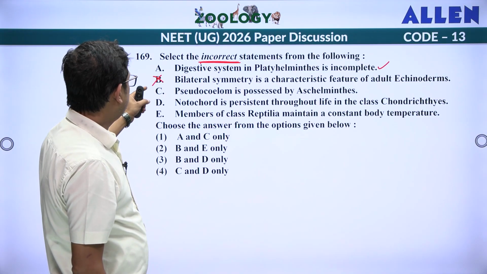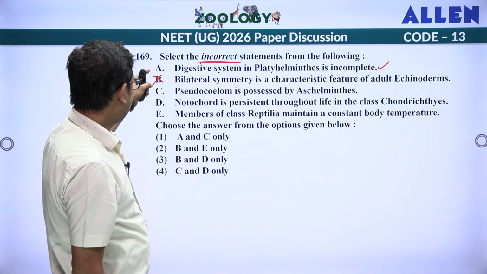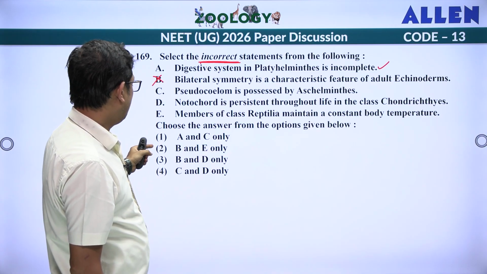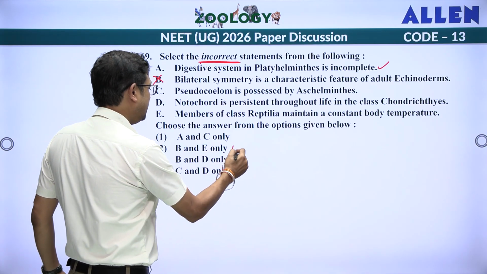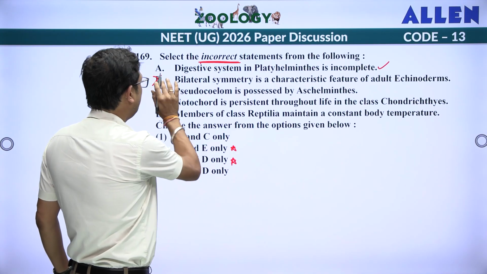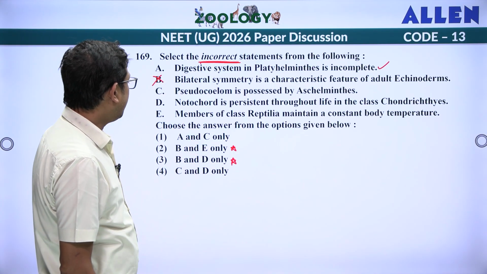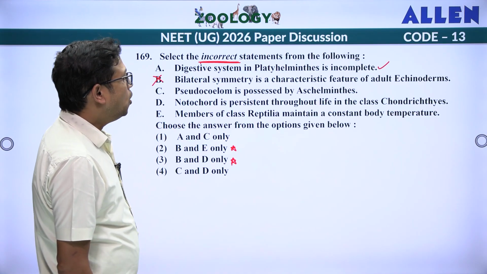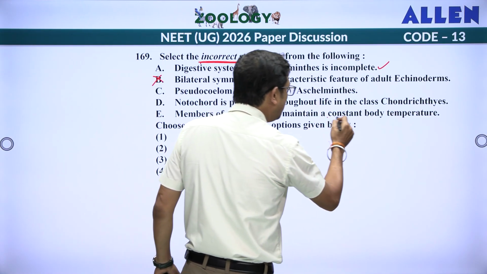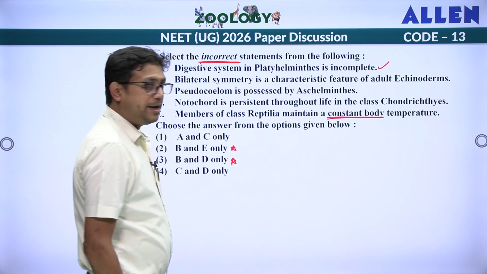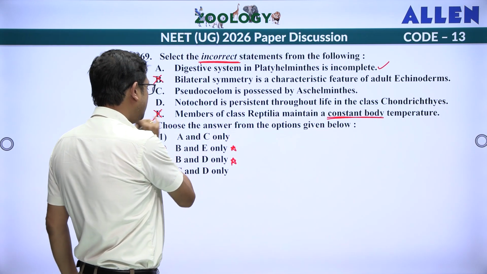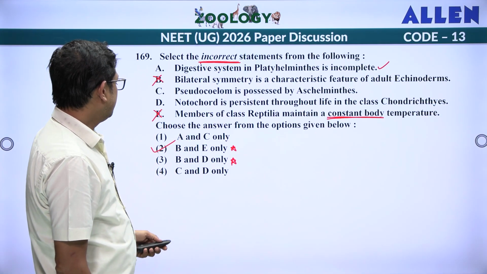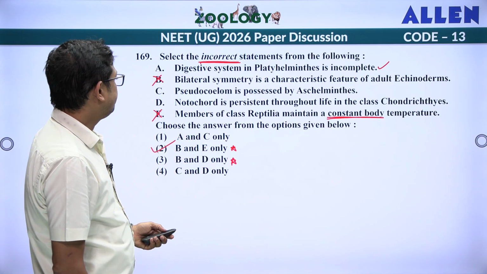Okay, let us check. A is correct, B is wrong. We have to find the wrong one. So answer is this one or this one, because I know B is incorrect. So directly we have to check E and D. Members of class Reptilia maintain constant body temperature. They are not homeothermous, they are poikilothermous, right? Reptilia. So E is wrong. So answer is directly the second one. B and E are incorrect.